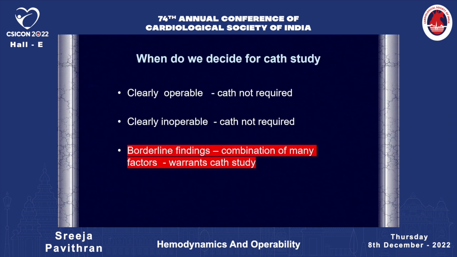So when do we decide to subject a patient to a cath study? If there are clearly operable findings, then we are not going to do cath. When there are clearly inoperable findings, then also we are not going to do cath. So when there are borderline findings, often it's a combination of many factors, that is when we decide to take up a child for a cath study.